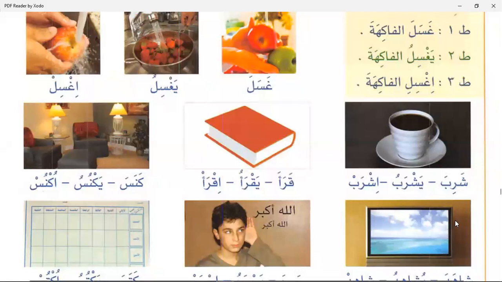Yashrabul qahwata. Shariba al-qahwata. Okay, shariba al-qahwata, he drank the coffee. Yashrabul qahwata, he's drinking coffee. Ishrab al-qahwata, drink coffee. Okay, when we have sukoon and after sukoon we have alif lam, we read kasra. Ishrabil qahwata. Okay, ishrabil qahwata.